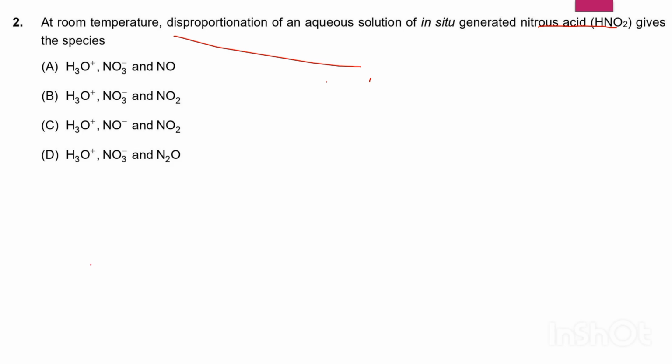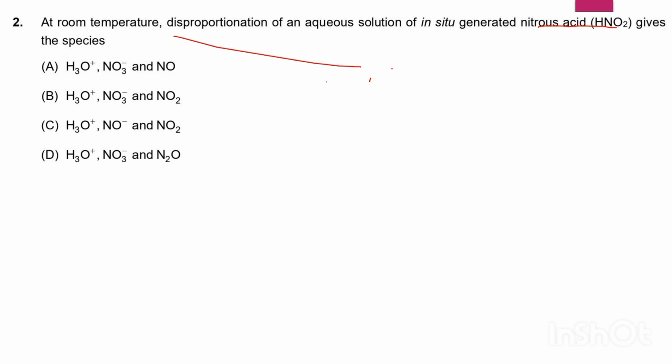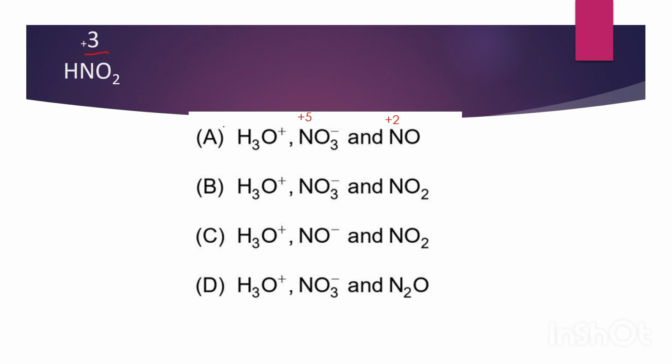In nitrous acid, HNO2, the oxidation number of nitrogen comes out to be +3. So +3 must disproportionate into a higher oxidation state and a lower oxidation state. Let's see, nitrogen can have oxidation number up to +5. And I think everyone remembers, there's a question in NCERT where it is clearly written that nitrous acid disproportionates into nitric acid.